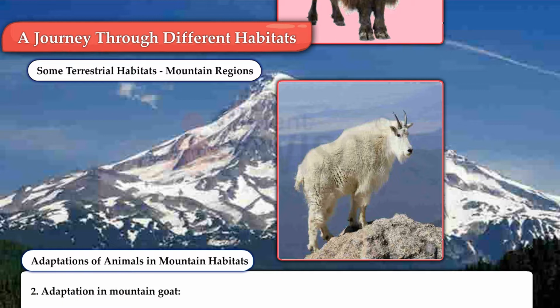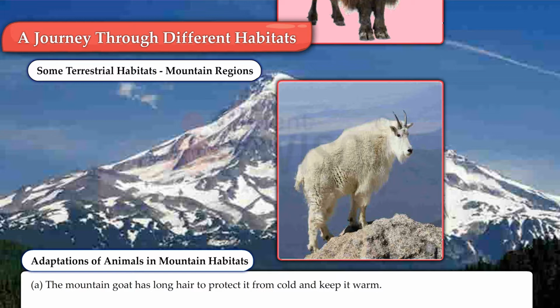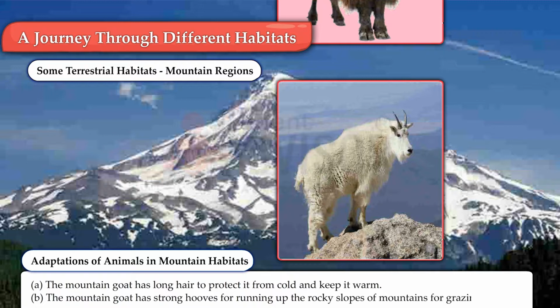Adaptation in mountain goat. The adaptations in the mountain goat are: the mountain goat has long hair to protect it from cold and keep it warm. The mountain goat has strong hooves for running up the rocky slopes of mountains for grazing.